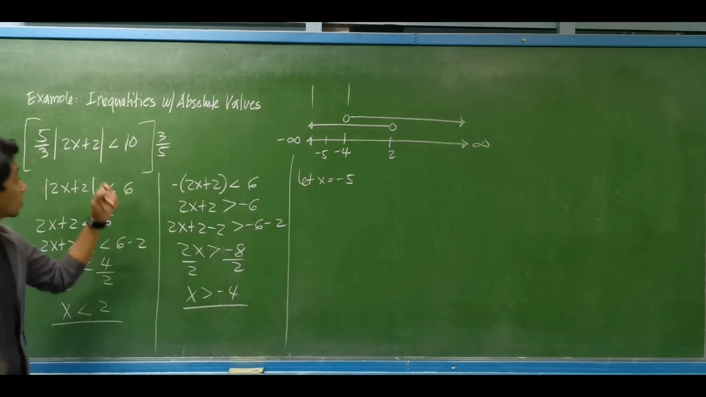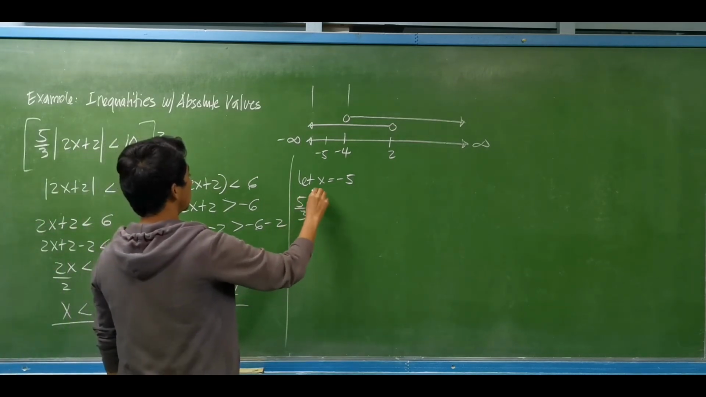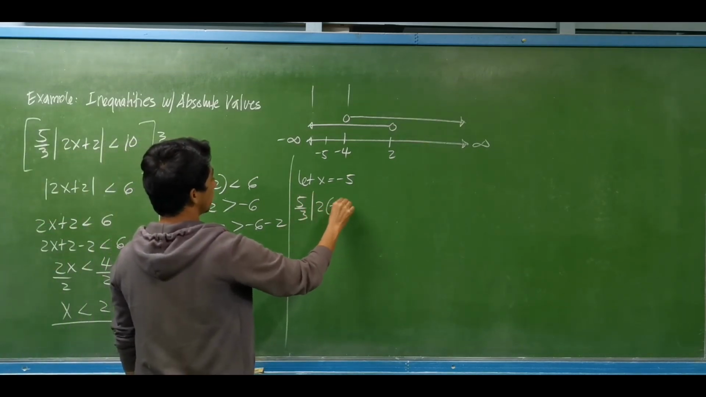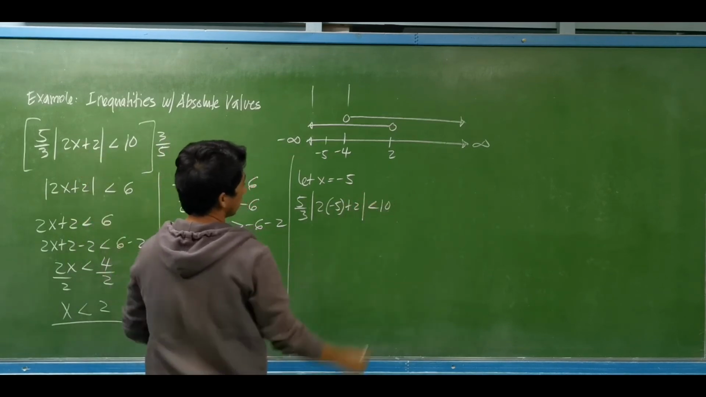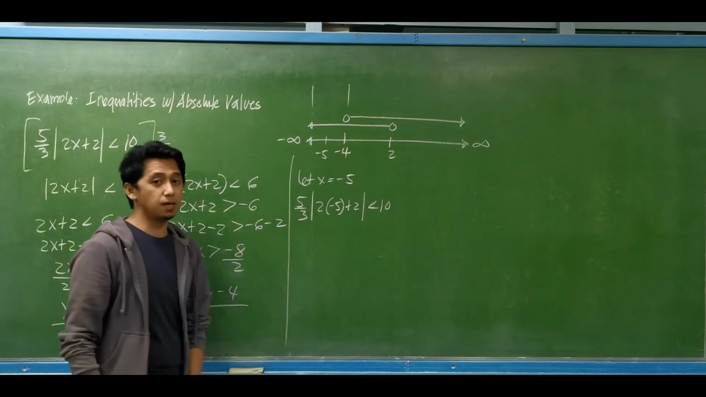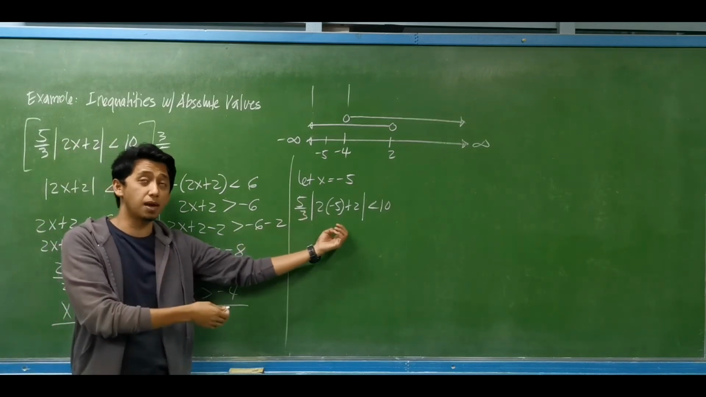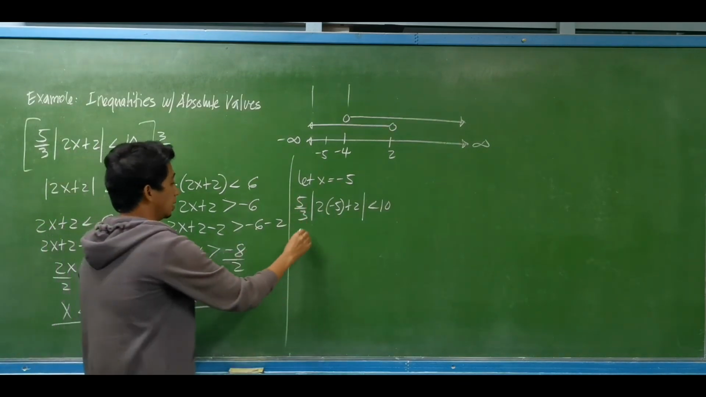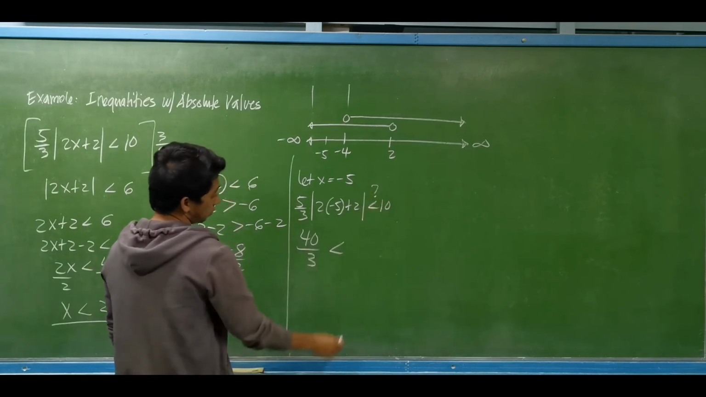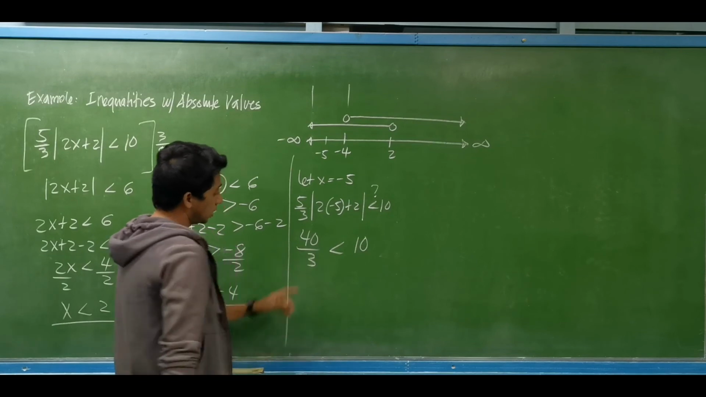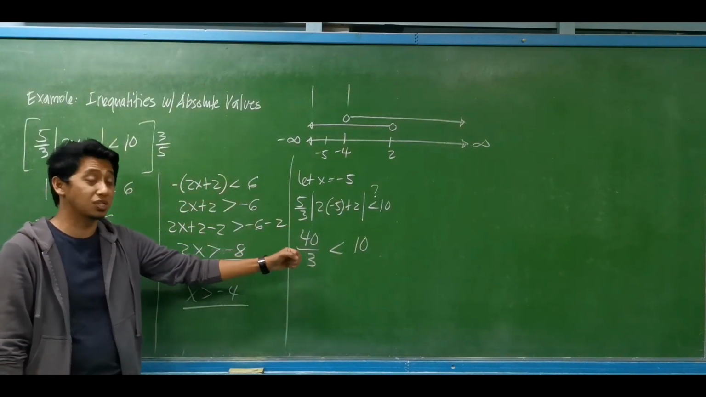So will it satisfy the inequality? This is 5 over 3 multiplied by the absolute value of 2 times negative 5, plus 2, is less than 10. So 2 times negative 5 is negative 10, plus 2 is negative 8. Absolute value of negative 8 is positive 8, times 5, that is 40 over 3. Is it less than 10? Is 40 over 3 less than 10? That is about 13.33, which is not less than 10.